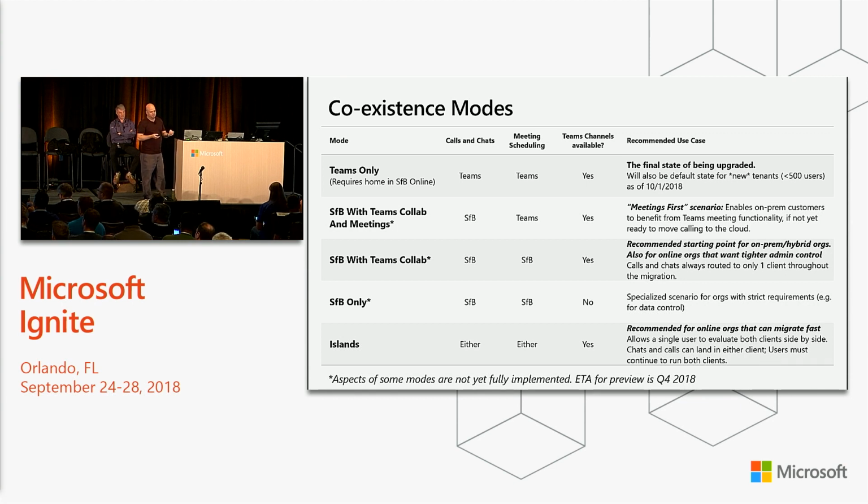With the exception of islands, which is that side-by-side state where you can do either thing, if you start at the bottom from SFB only, what you notice is that as you go up, things increasingly shift from SFB to Teams. By the time you get to that top row, it's all Teams, right? The things we're talking about are calls and chat. What about your meeting scheduling? What about the Teams and channels functionality?